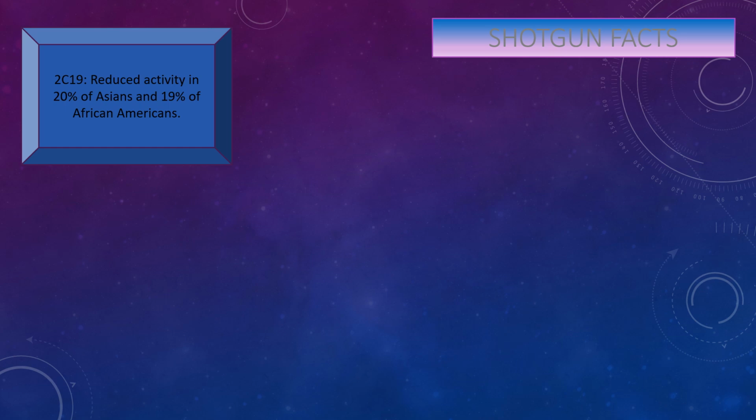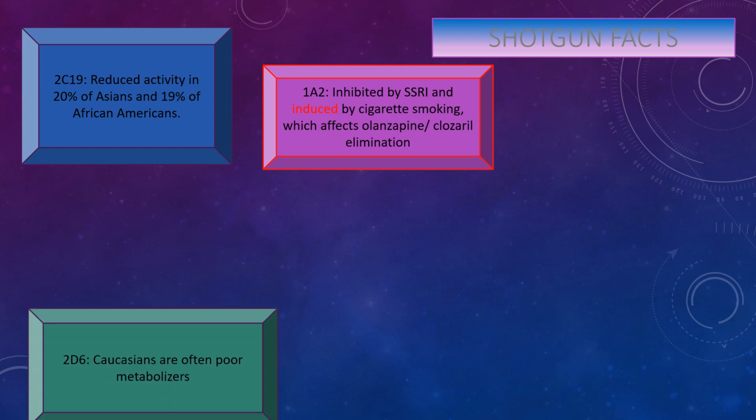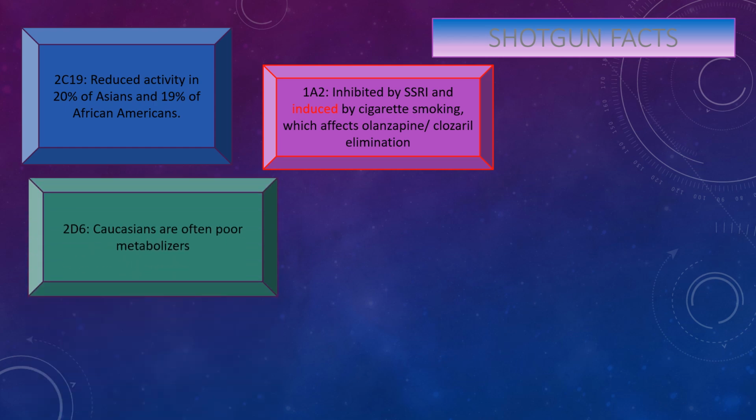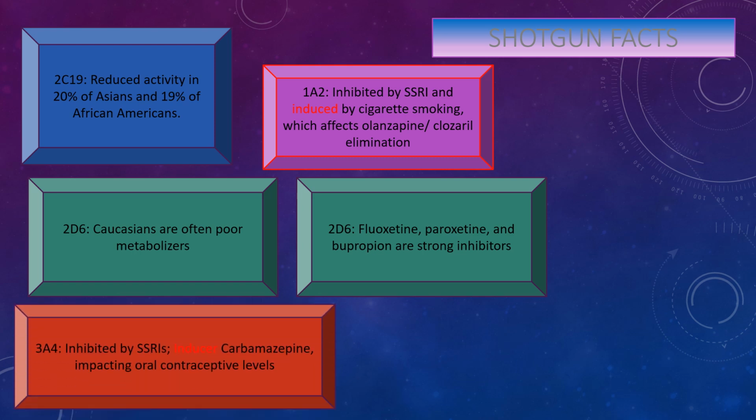High yield information. 2C19: reduced activity in 20% of Asians and 19% of African Americans. 1A2: inhibited by SSRIs and induced by cigarette smoking, which affects olanzapine elimination. 2D6: Caucasians are often poor metabolizers. 2D6: fluoxetine, paroxetine, and bupropion are strong inhibitors. 3A4: inhibited by SSRIs, induced by carbamazepine, impacting oral contraceptive levels.